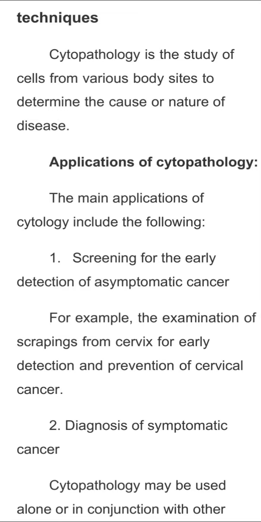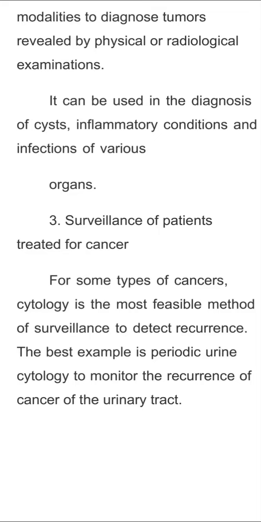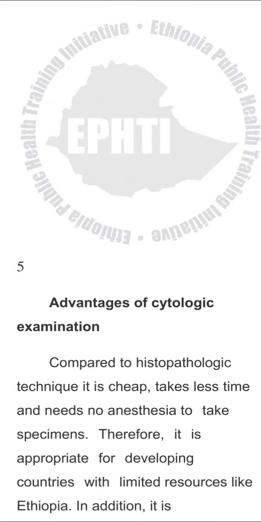The second one is diagnosis of symptomatic cancer. Cytopathology may be used alone or in conjunction with other modalities to diagnose a tumor revealed by physical or radiological examination. It can be used in the diagnosis of cysts, inflammatory conditions, and infections of various organs. The third one is surveillance of patients who are treated for cancer. For some types of cancer, cytology is the most feasible method of surveillance to detect recurrence. The best example is periodic urine cytology to monitor the recurrence of cancer of the urinary tract.